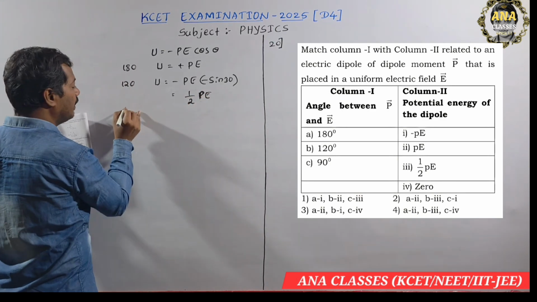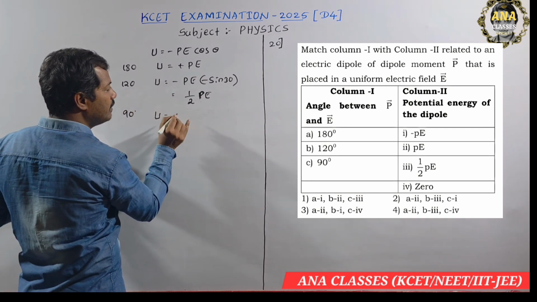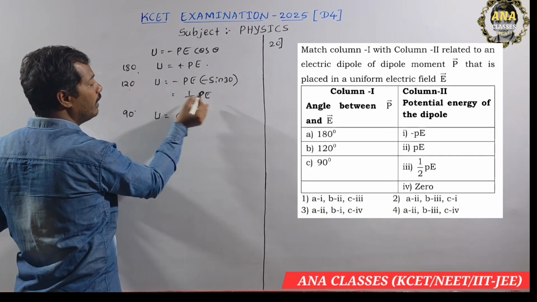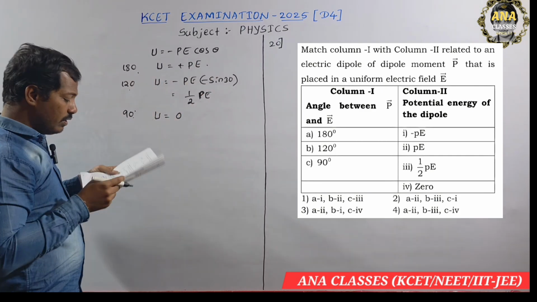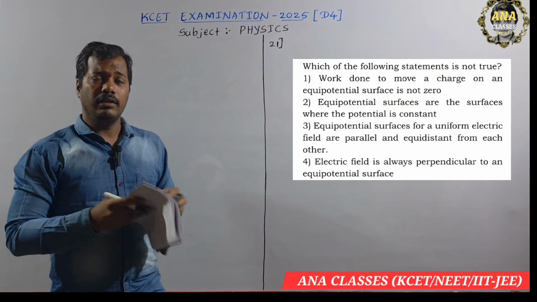And the third one: when you substitute the value of theta as 90 degrees, cos 90 is 0, then the value is 0. So 180 gives PE, 120 gives half PE, and 90 gives 0. So the answer is the 4th. Question number 21.